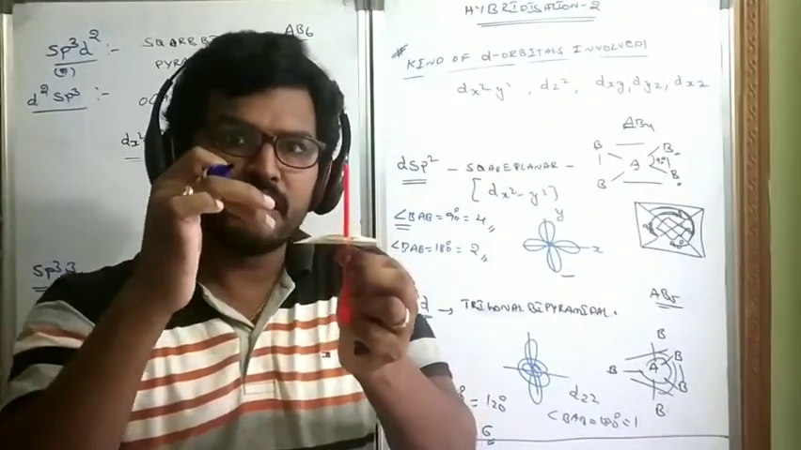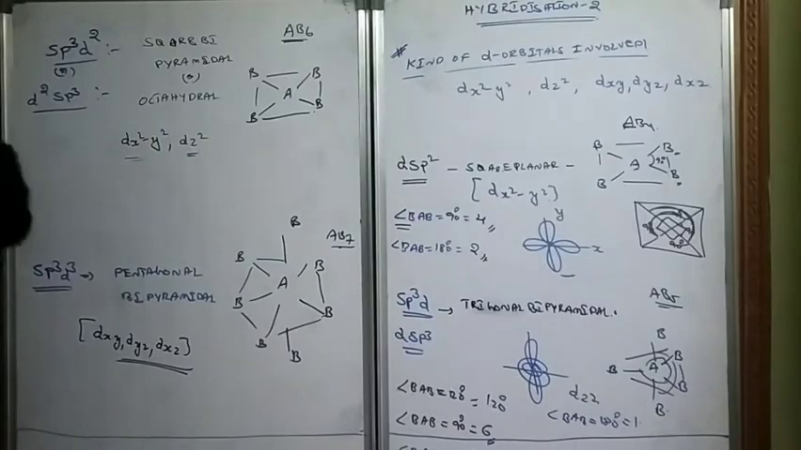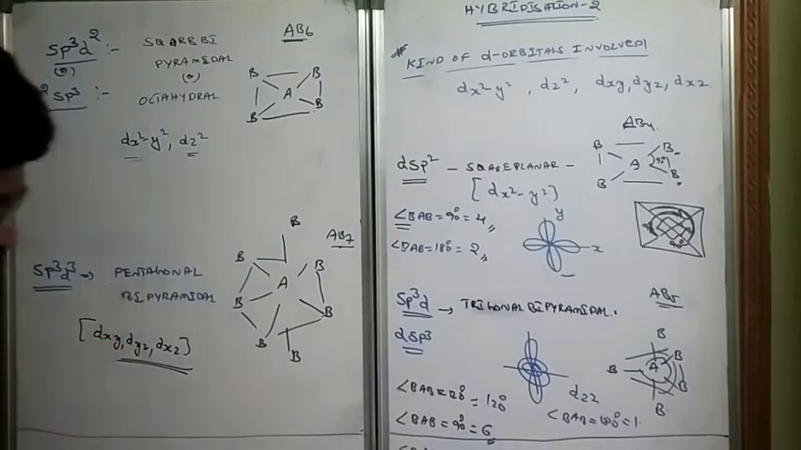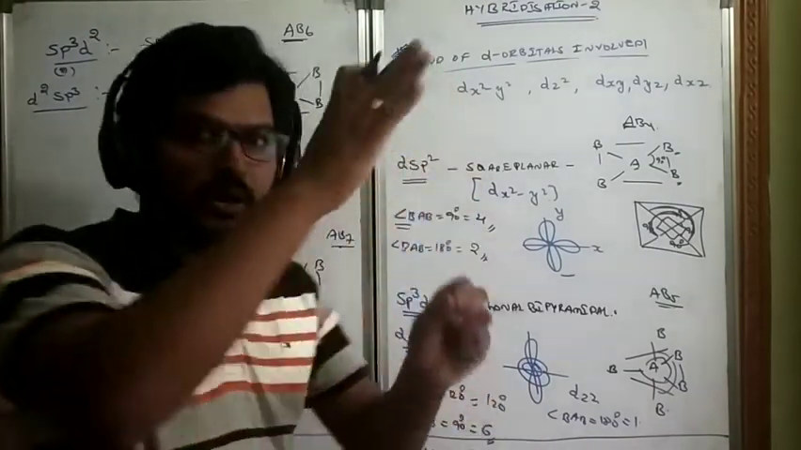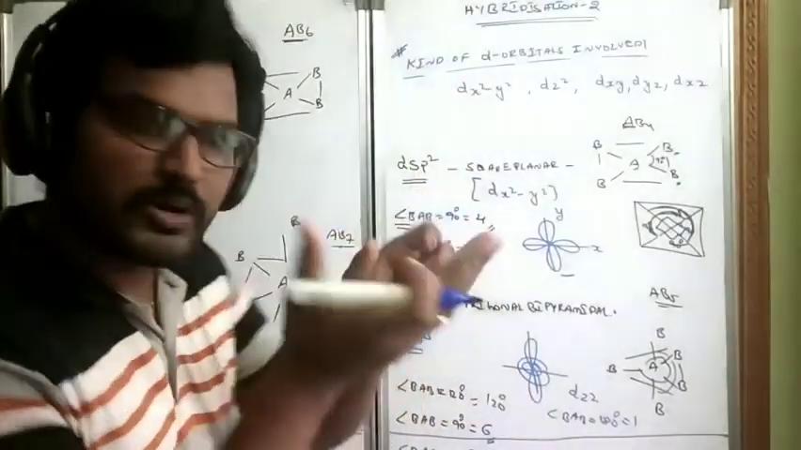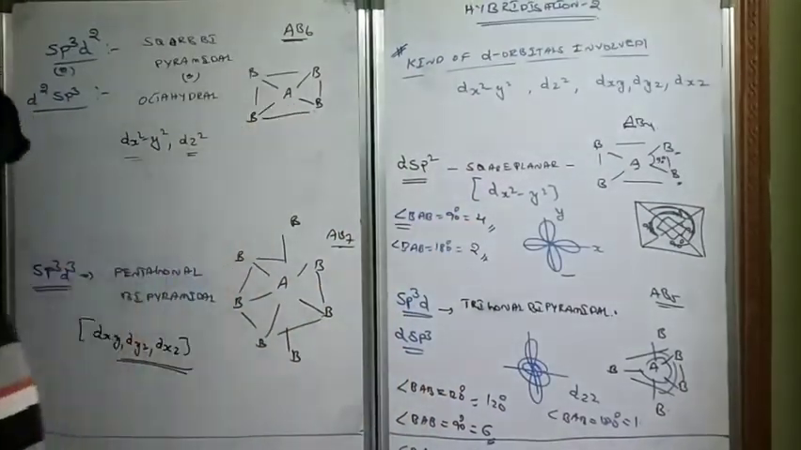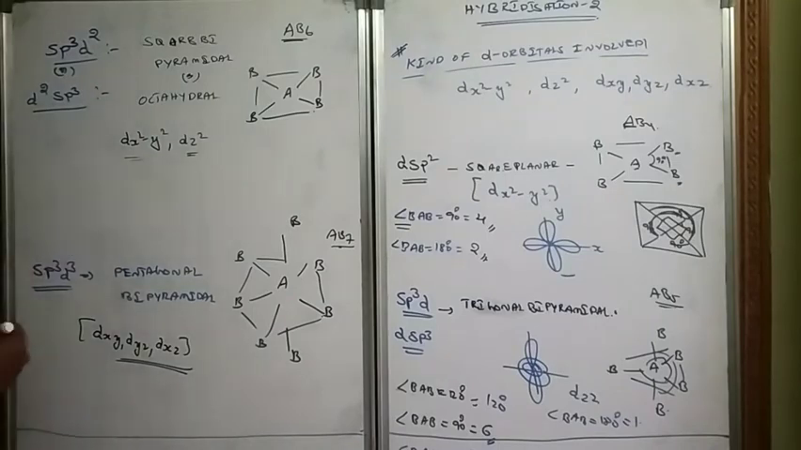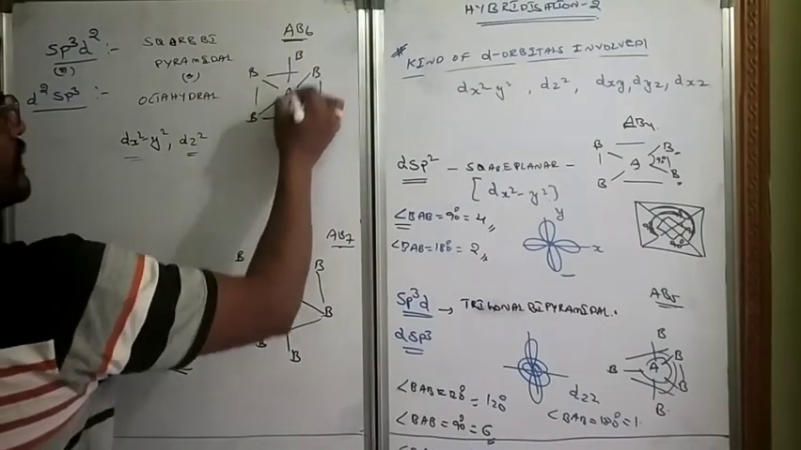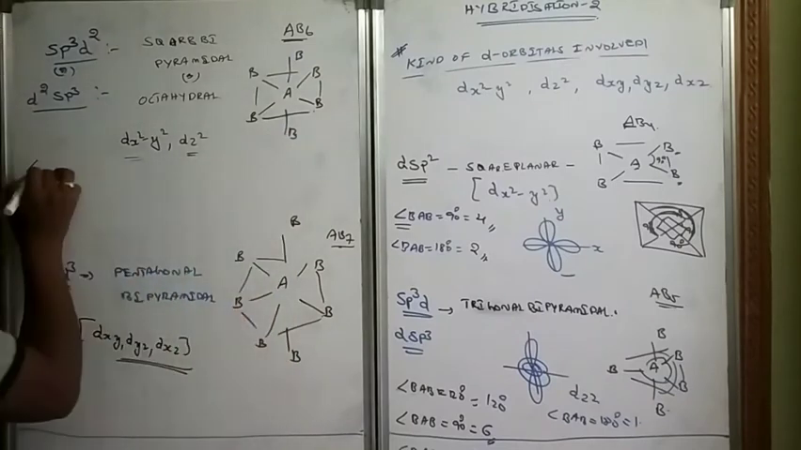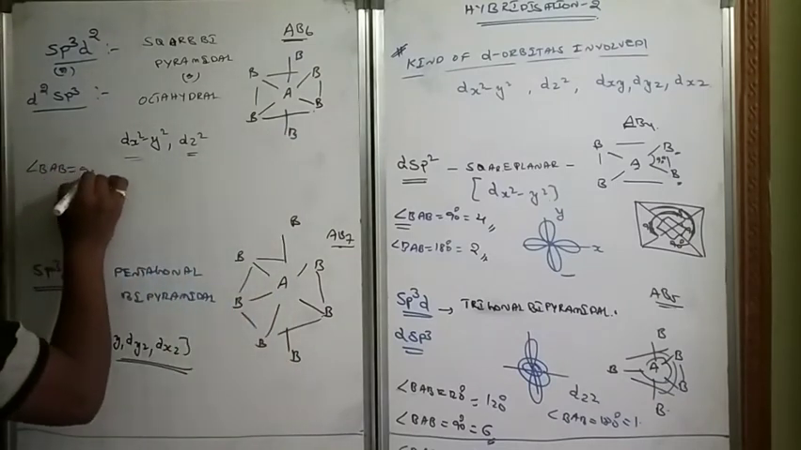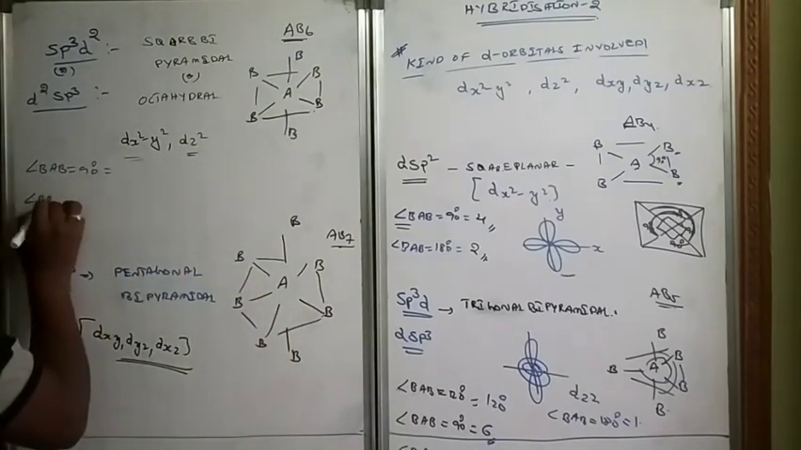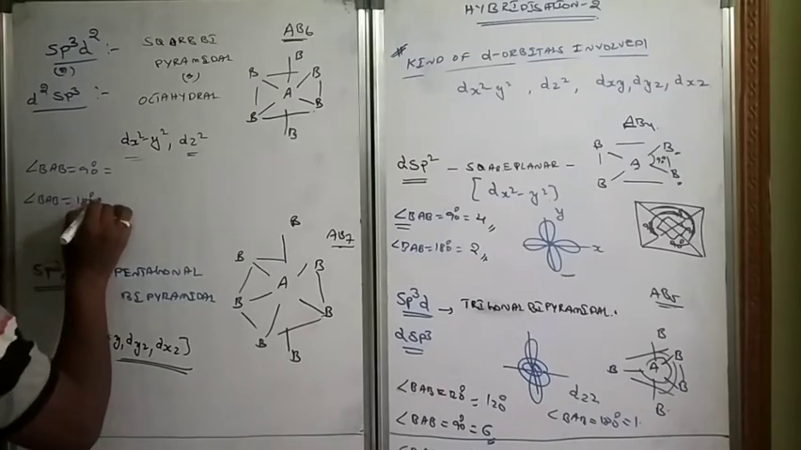In pentagonal bipyramidal, also from the top 90 degrees will come and from the bottom also 90 will come. Let us see how many 90 degrees will come in this case. One is axial, one is this one. So angle BAB equals 90 degrees, angle BAB equals 180 degrees.